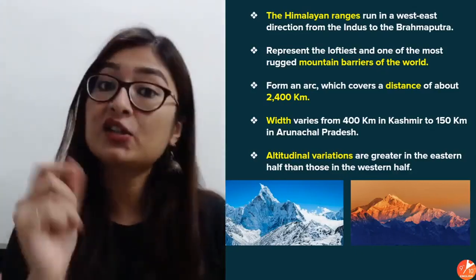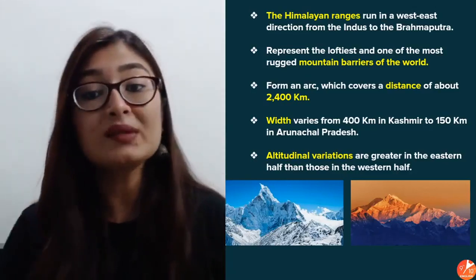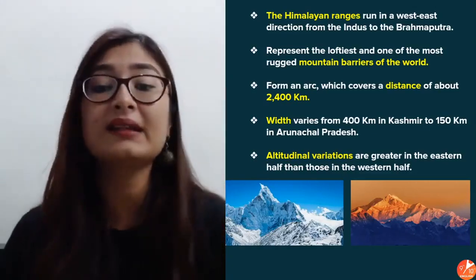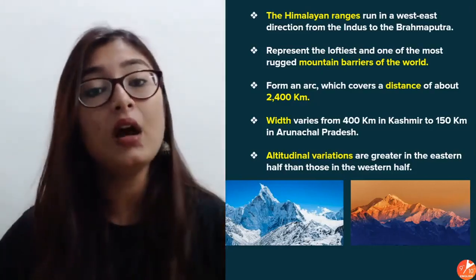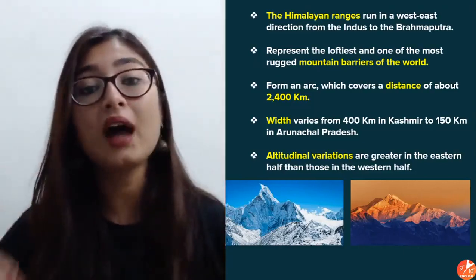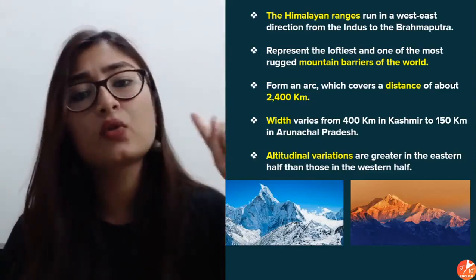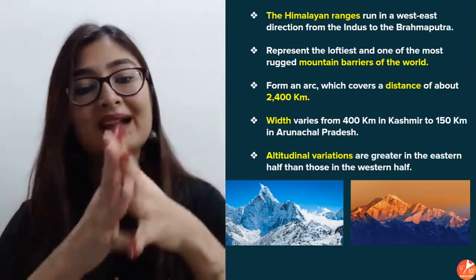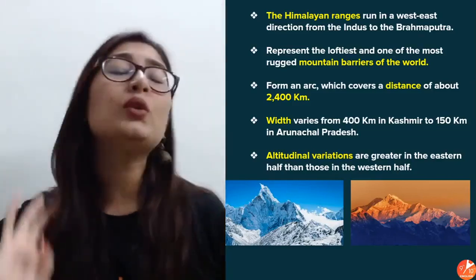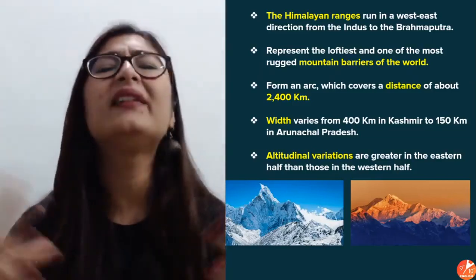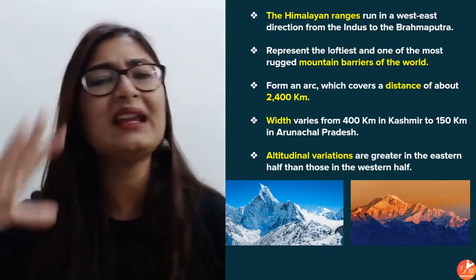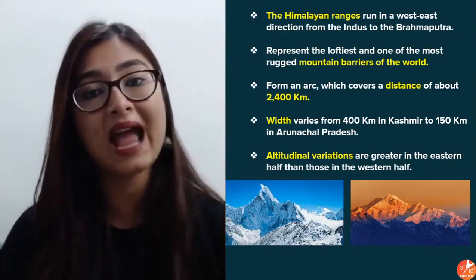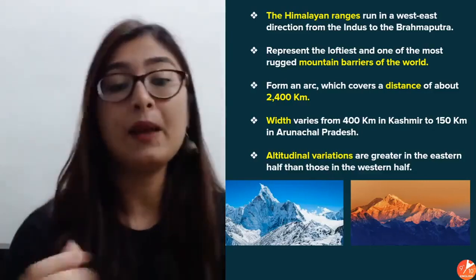Yeah, and the stretch is of 2,400 kilometers. That's the distance over which the Himalayas exist, the length of the arc that it forms. It starts right from the Indus river system and goes till the Brahmaputra. That's the stretch, guys. And as I told you, it's one of the most huge and rugged, as in very uneven. High, low, all of these forms of land are there in the Himalayas.